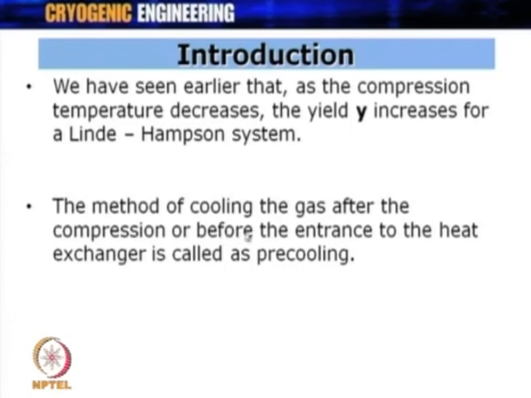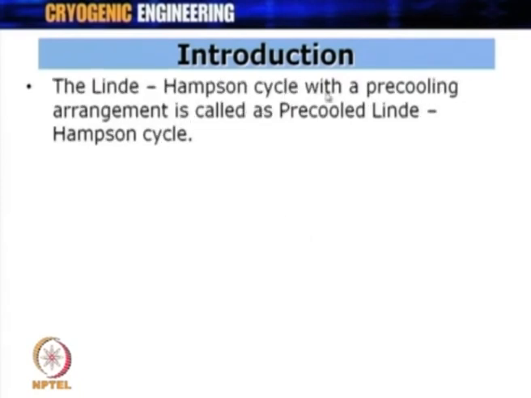Normally the process of compression would occur at room temperature, or at 300 Kelvin. If you want to pre-cool the gas, this has to be done after the compressor, and therefore the gas would enter the first heat exchanger at a lower temperature than room temperature, and this is what we call pre-cooling the gas. The Linde-Hampson cycle with a pre-cooling arrangement is called the pre-cooled Linde-Hampson cycle.